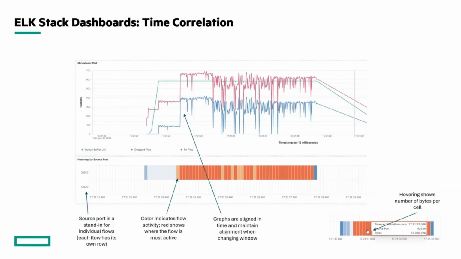And then here we have a time correlation. So here we can see the source port is a stand-in for the individual flows. And then, of course, the color on the bar graph indicates flow activity. So red, of course, shows where the flow is most active. And of course, the graphs are aligned in time and help maintain alignment when changing windows from screen to screen. So very useful tool.